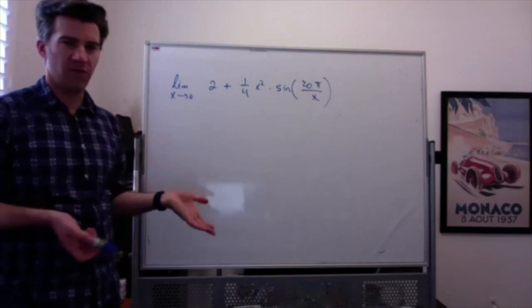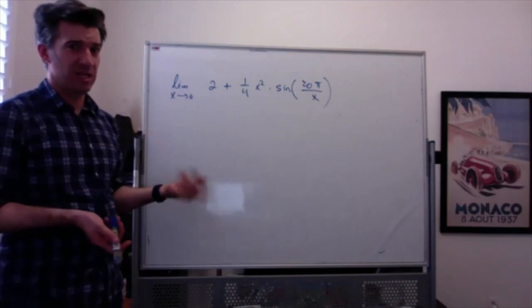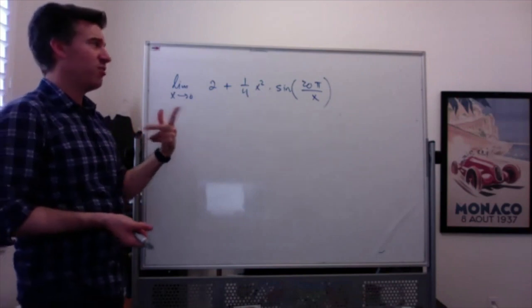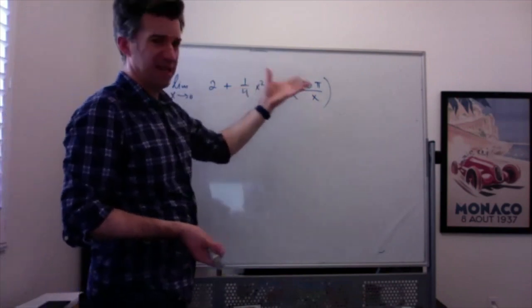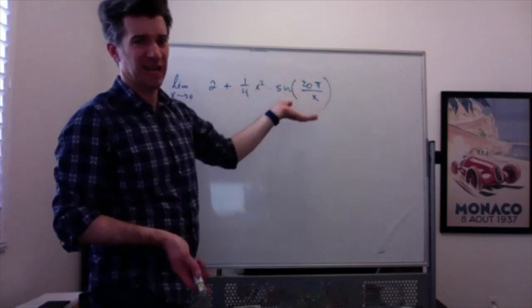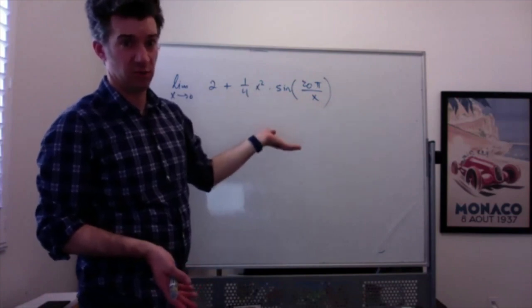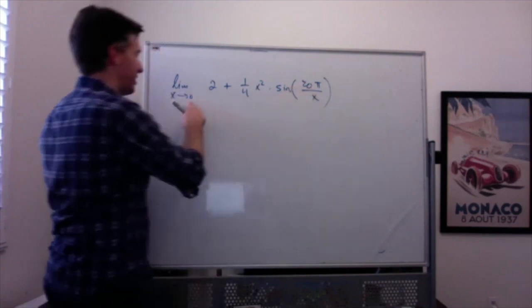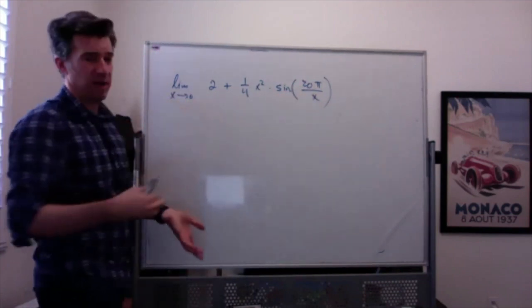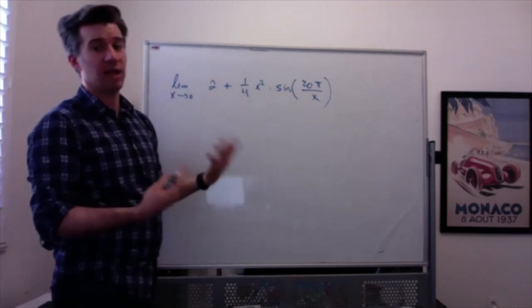the hallmark of knowing you're going to have to use the squeeze theorem is you've got a trig function. And more importantly, you've got a trig function where the insides are doing something bizarre, usually going to an infinitely large number. 20 pi over x, if x is going to 0, is getting infinitely large or negatively infinitely large.